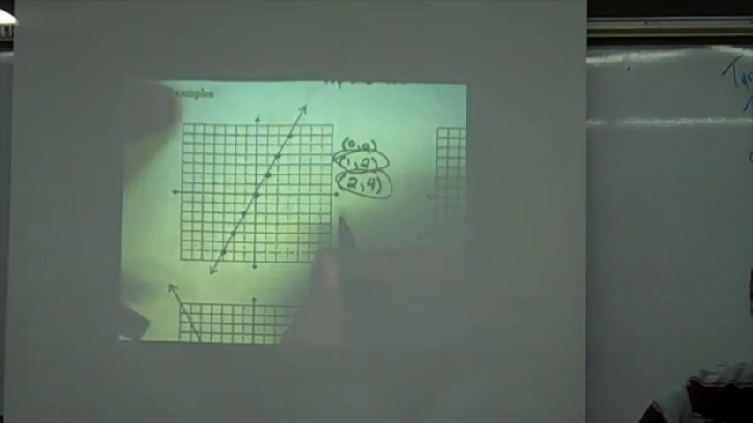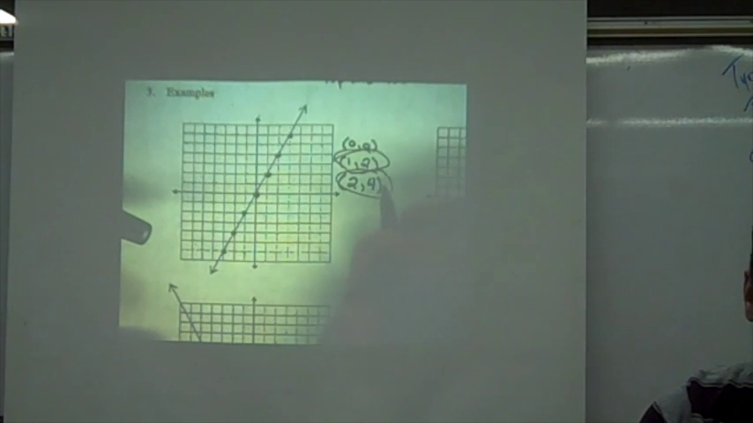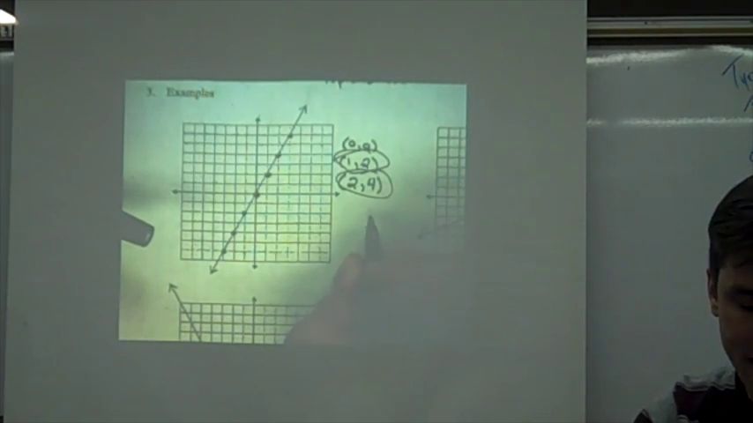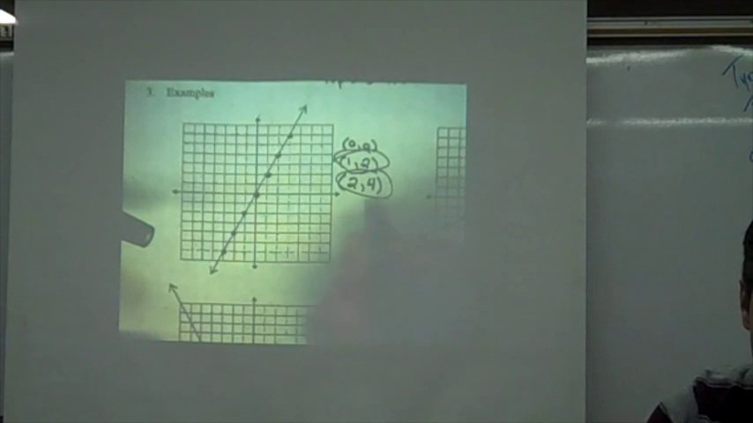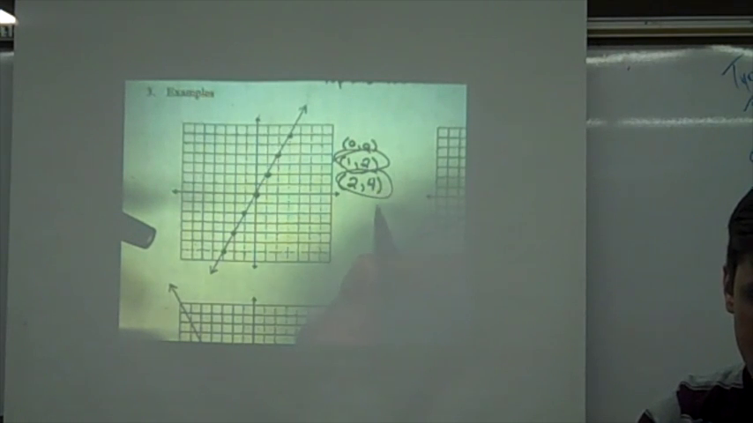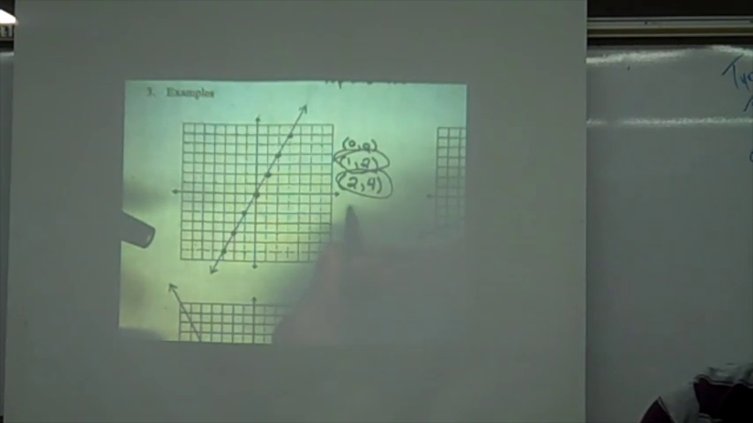So let's put it into our equation. y2 minus y1 over x2 minus x1. So our y2 is our second set of coordinates, the y value.